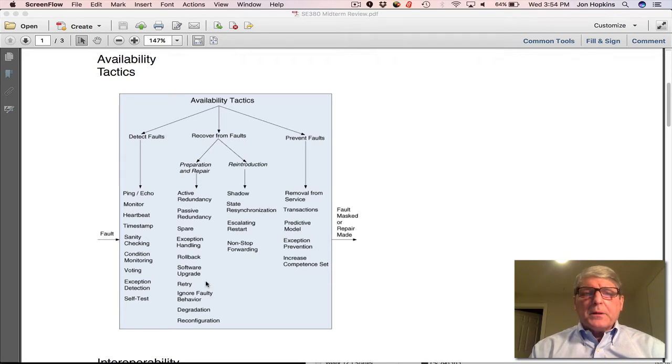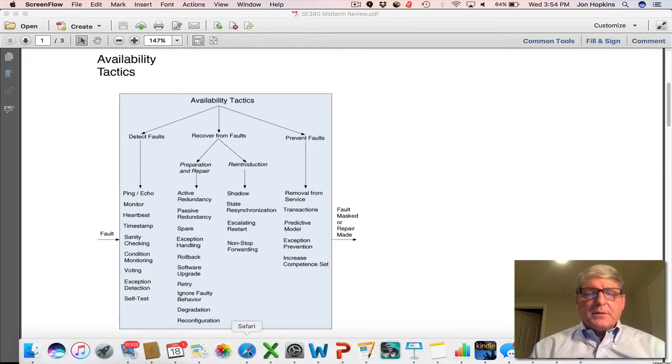Or if it's not available enough because we can't handle enough transactions, then we can add additional responders in and increase, in essence, the competence set there.